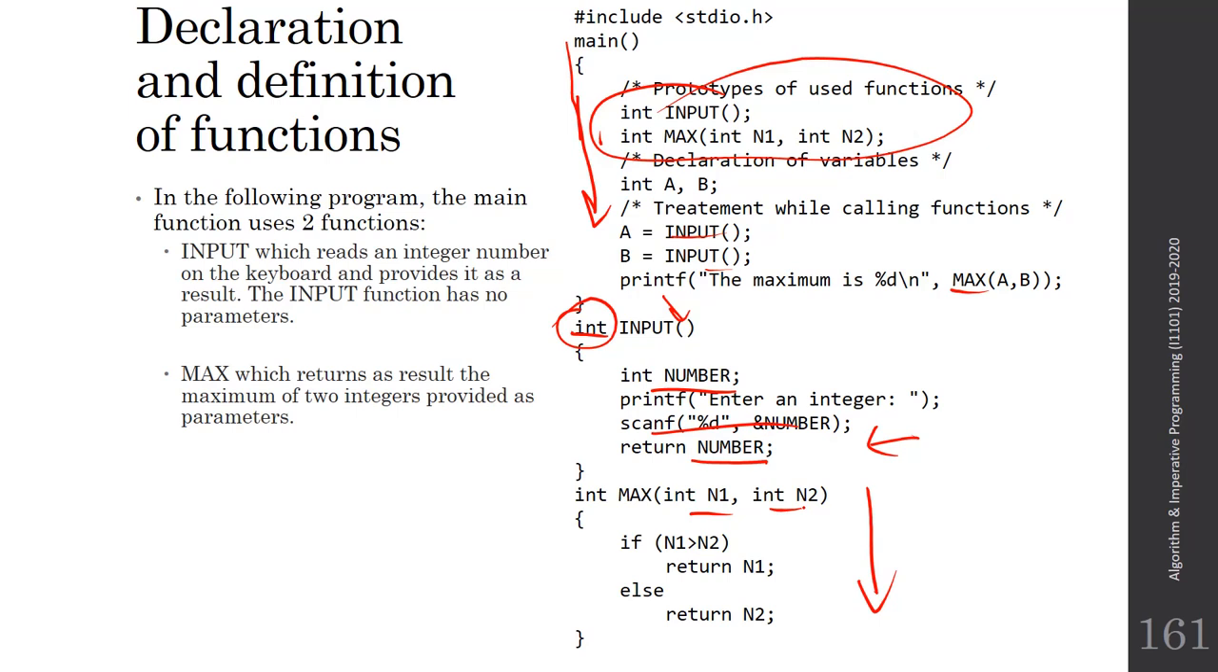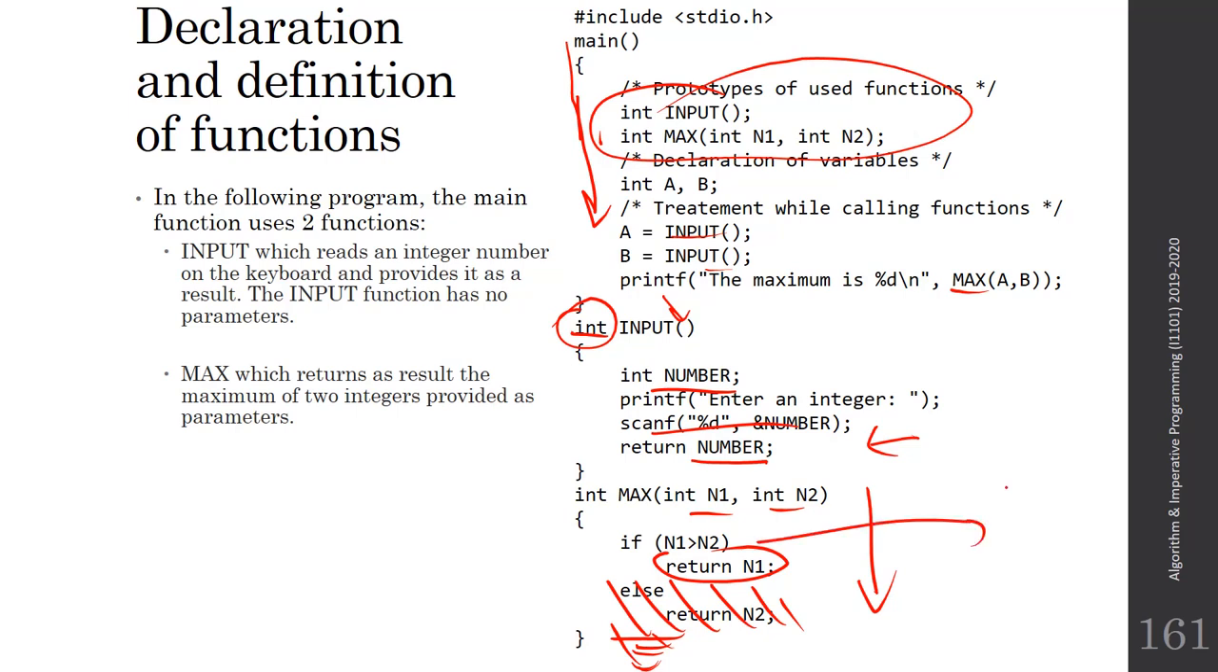of n2. You should pay attention that whenever I execute the instruction return, the function ends. So if n1 is greater than n2, I will return n1. I will not execute anything else, even if there's some other instruction there. Whenever the instruction return executes, there is no need to do another return.